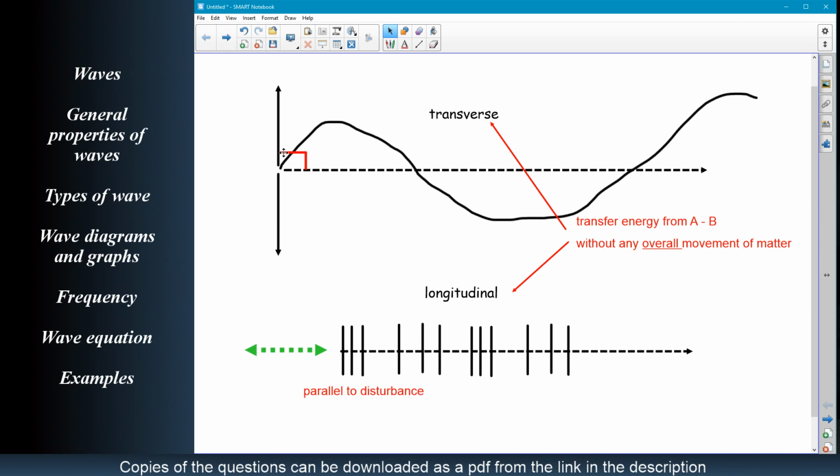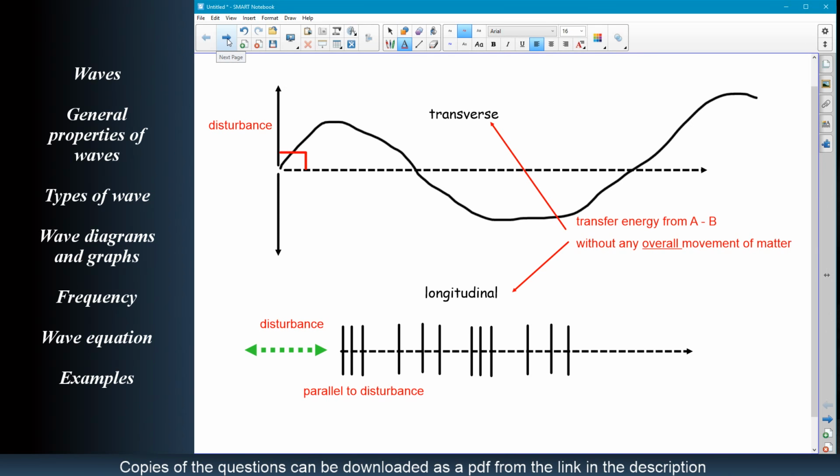Transverse waves, the disturbance here, I'm going to label this as disturbance, the thing that's causing it, is at right angles to the direction of travel of the wave, and in this one our disturbance, you can label that, is parallel to the direction of travel of the wave. Okay, are we clear on that? I hope so.